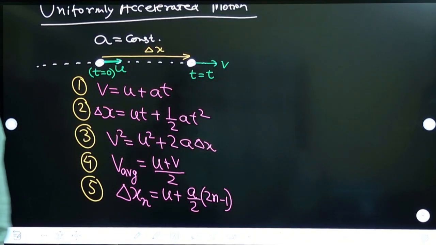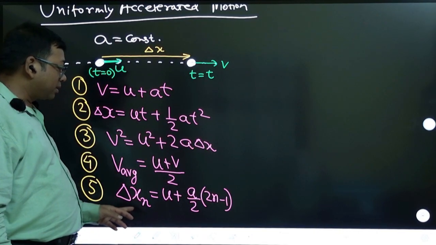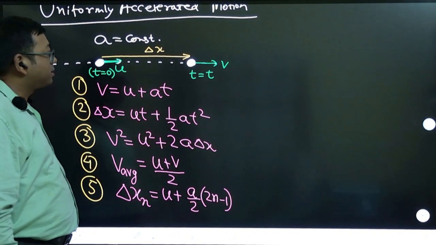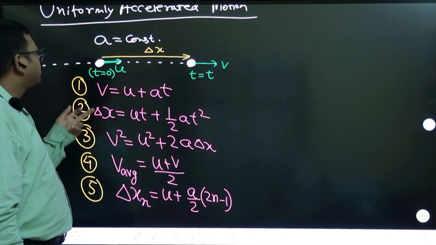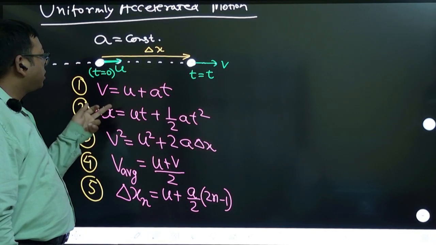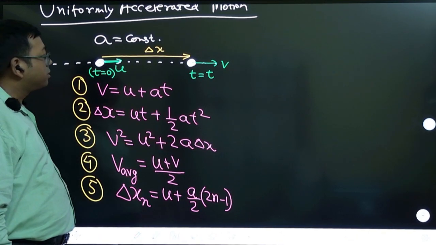This delta x and what it is, I will explain that. Okay, I'll explain. So first, did you understand this? What it is? U, V, A, T, delta x. What are all these things? Did you understand that?